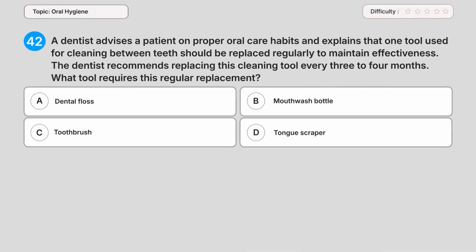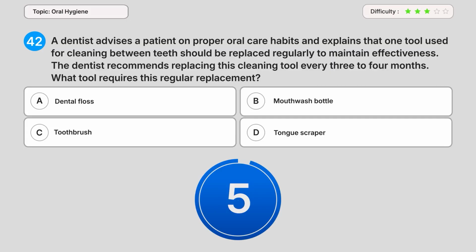42. A dentist advises a patient on proper oral care habits and explains that one tool used for cleaning between teeth should be replaced regularly to maintain effectiveness. The dentist recommends replacing this cleaning tool every 3 to 4 months. What tool requires this regular replacement? A. Dental floss. B. Mouthwash bottle. C. Toothbrush. D. Tongue scraper. What do you think is the answer?